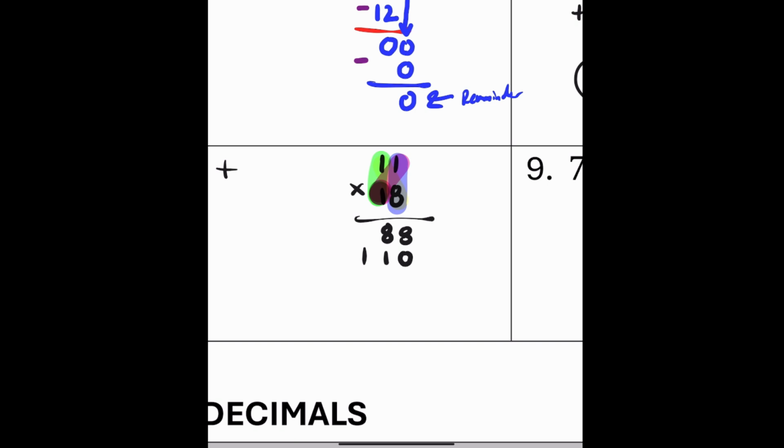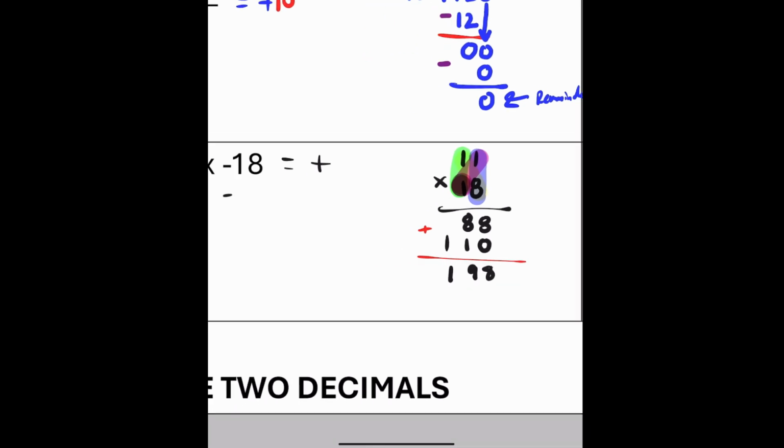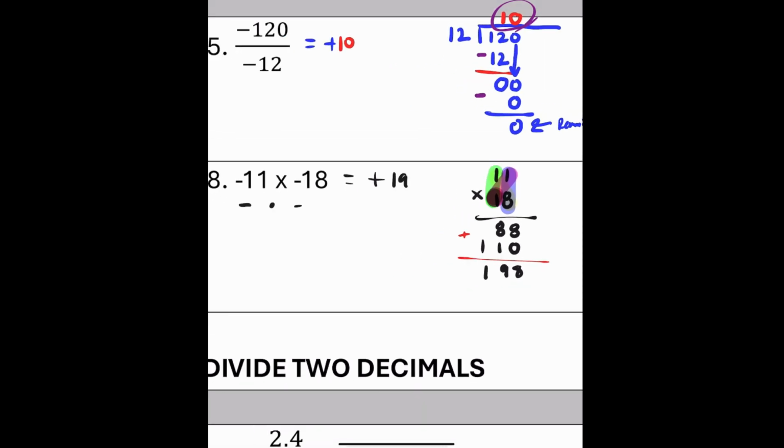Then we add these two numbers, and we're going to add straight down, okay? So 8 plus 0 is 8. 8 plus 1 is 9. And then we have 0 plus 1, and that's 1. So the answer is positive 198.